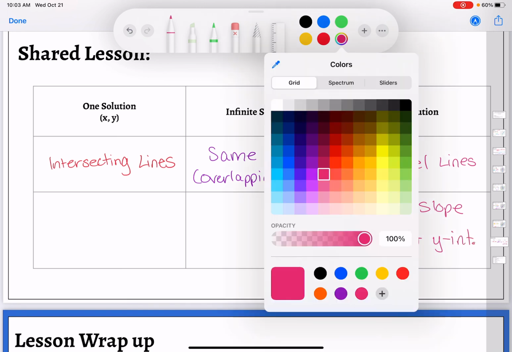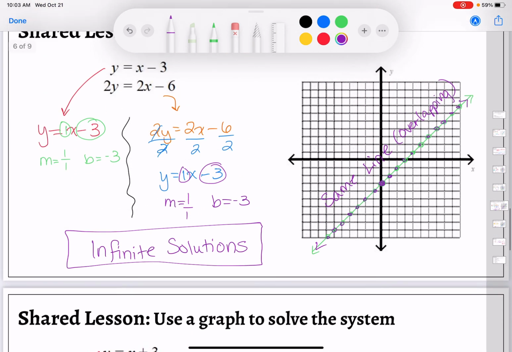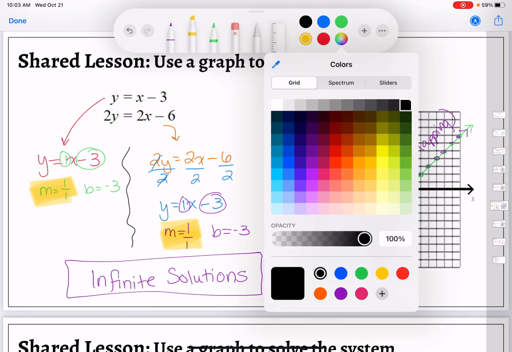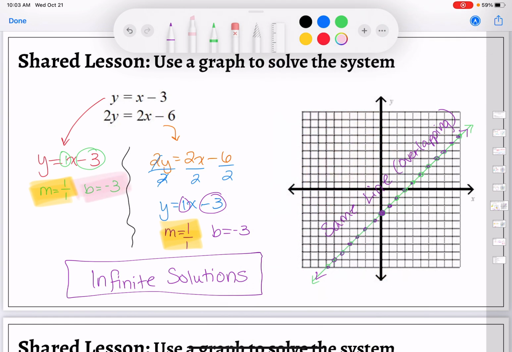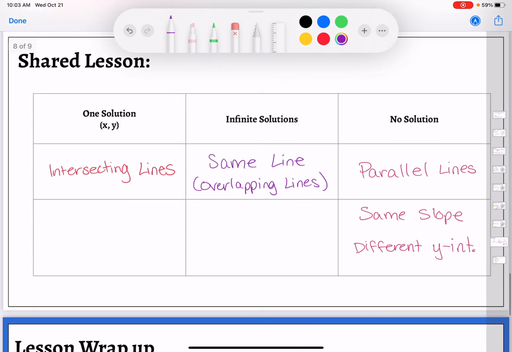All right, let's go up and look at the same line. I bet you could even tell without even looking at these again. But if we have the same line, our slopes were the same, and our y-intercepts were also the same. So if I'm going to have the same line, the equations would be the same, right? So that would mean I would have same slope and same y-intercept.